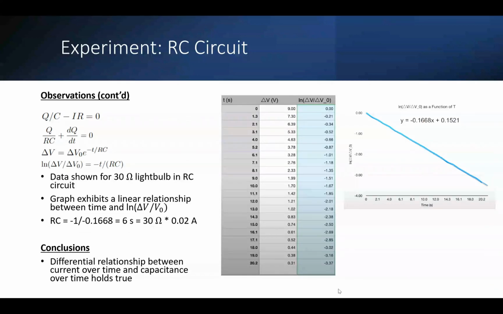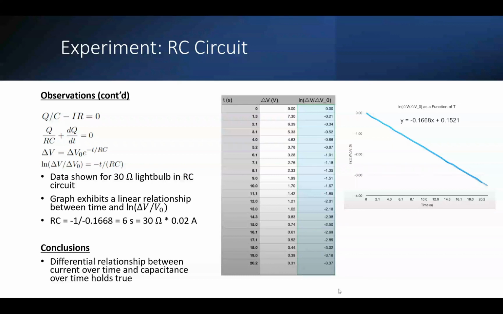So for the RC circuit, you can start off by summing all the potential differences to 0, and then you get the mathematical equations listed in the upper left-hand corner. You can do some simplifying to isolate the equations such that ln of delta V over delta V naught is found to be equal to negative t over RC, RC being the time constant for the circuit.